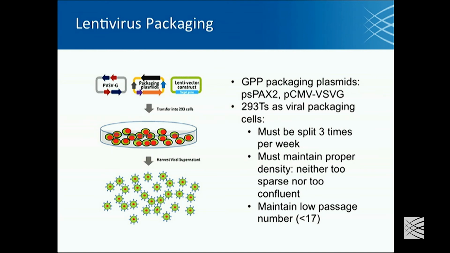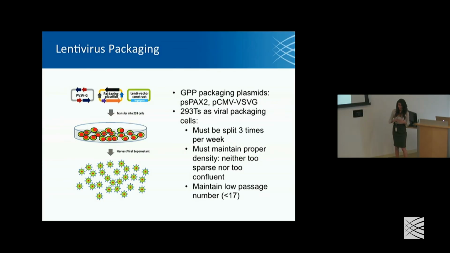A couple notes on how to culture 293Ts for best viral production. It's best to split them 3 times a week and maintain proper density. They shouldn't be too sparse or too dense during your entire production timeline. And it's best to keep them at a passage number below 17.